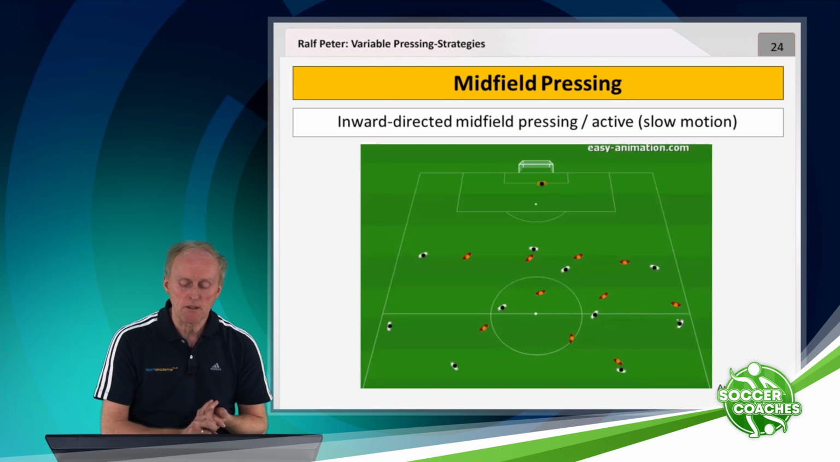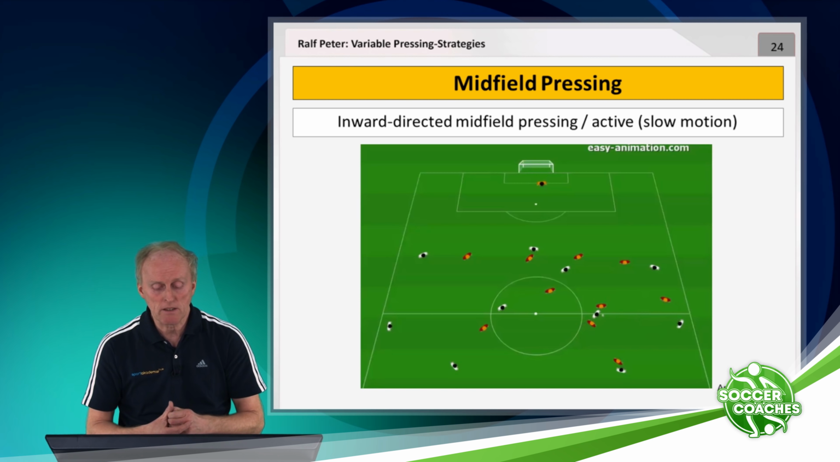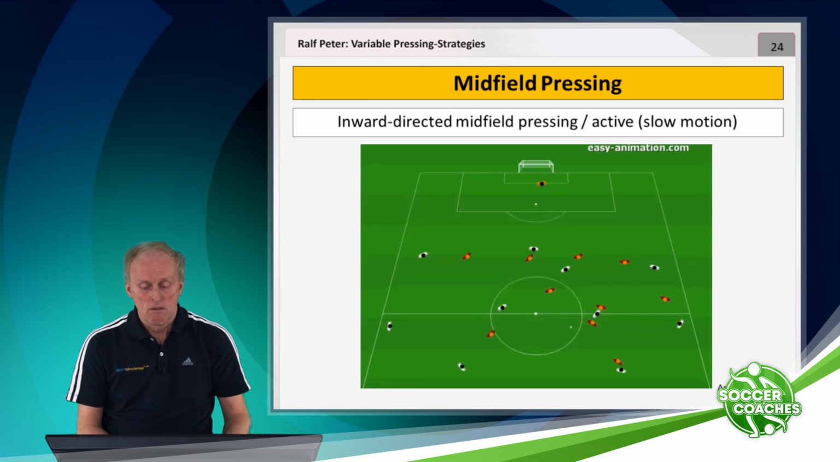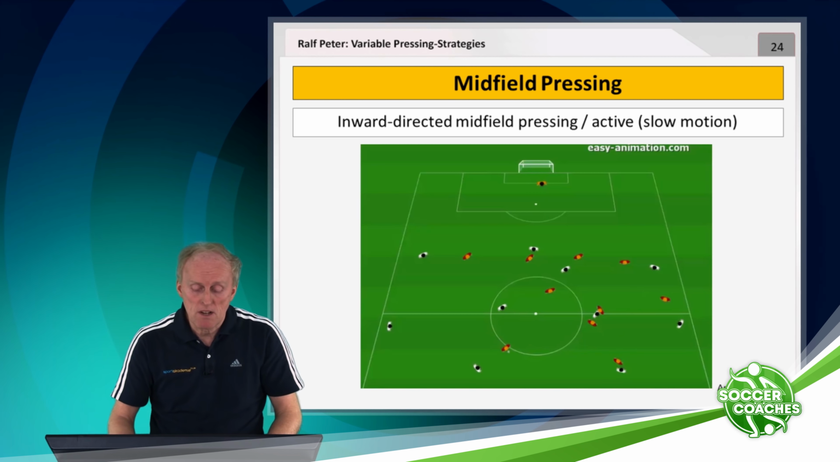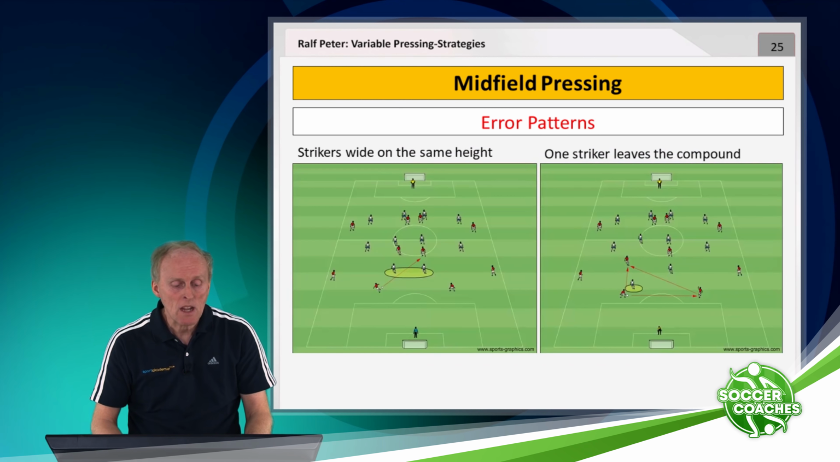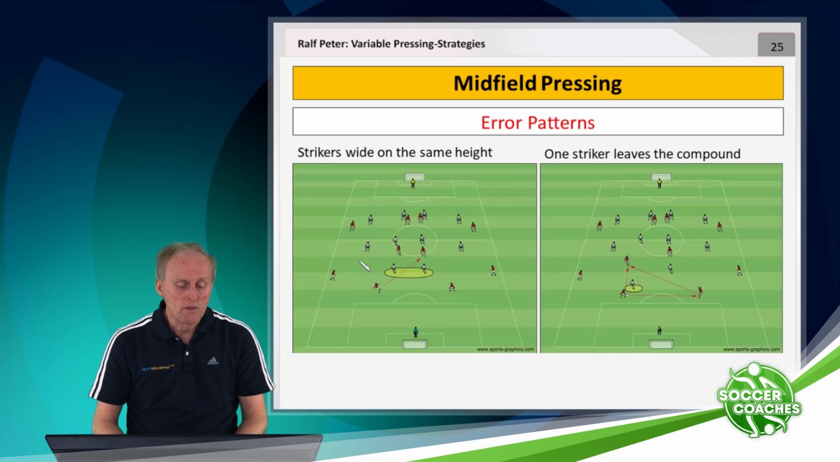Pushing through the second forward, moving up the outer midfielder, and then ideally entering a 2-on-1 situation. And then logically, once you've won the ball, exploiting the situation by a quick transition, counter-attack. I'll come to a few error patterns, especially with this story.